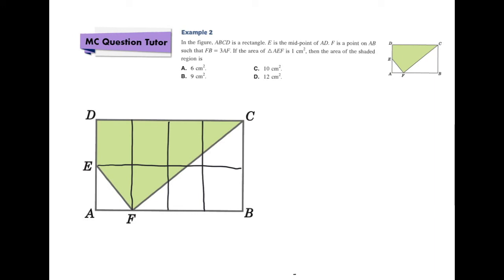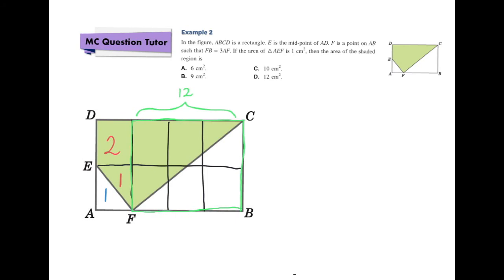First, write down the area of triangle AEF to be 1. So, the area of this small triangle is also 1. The area of this rectangle is 1 plus 1, which is 2. We can see that the area of this big rectangle is 6 times 2, which is 12.